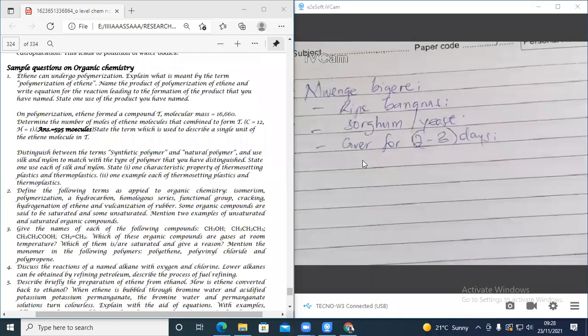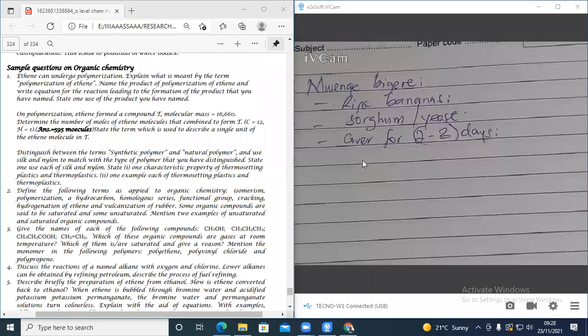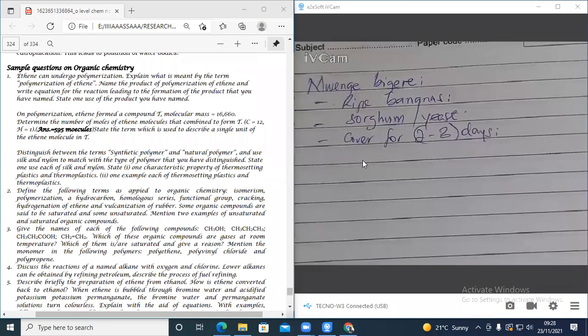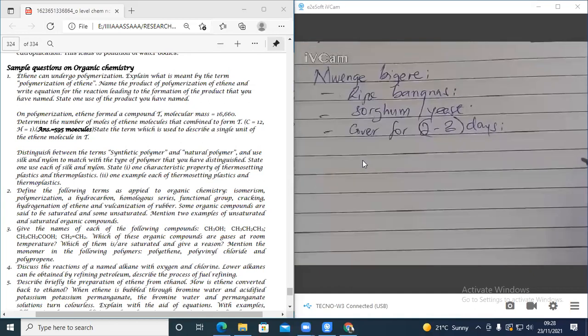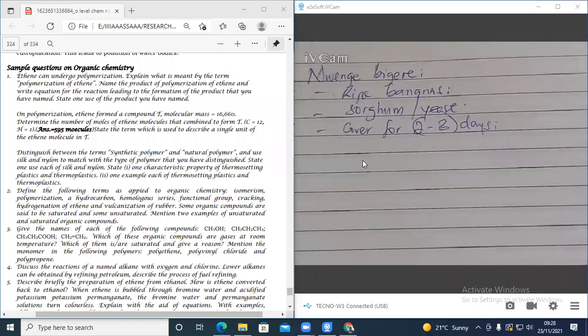And when they remove it, they find an alcohol. That's what I know. It is called mwenge bigere. That means they use the legs somewhere. And they use the legs for squeezing the bananas, to get out the juice, or to get out the alcohol.